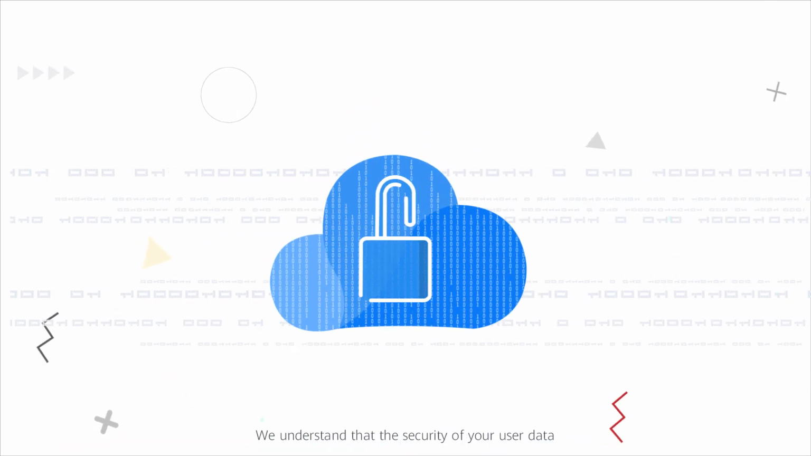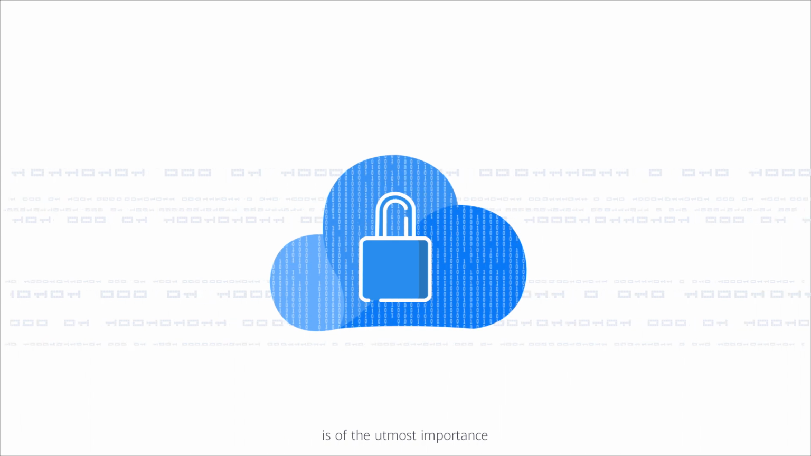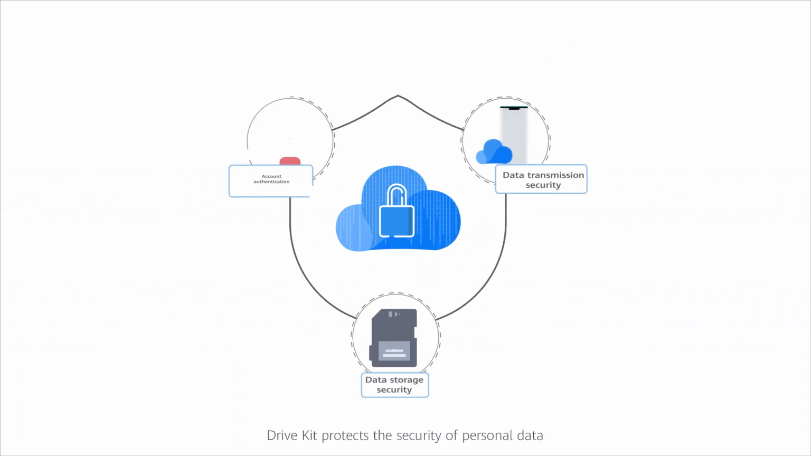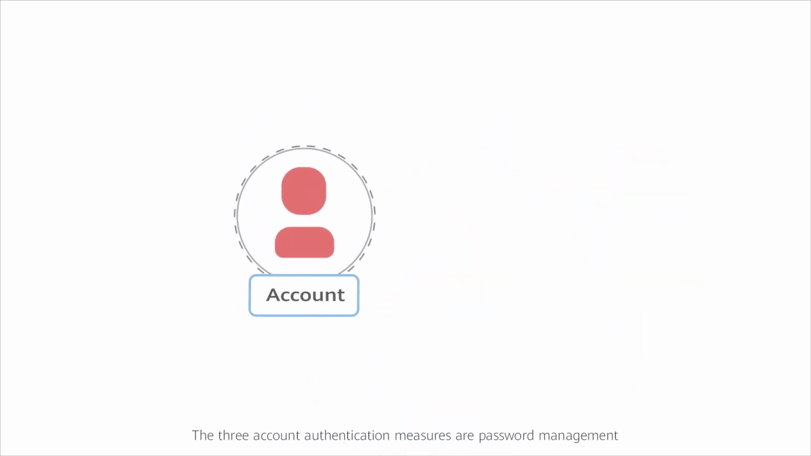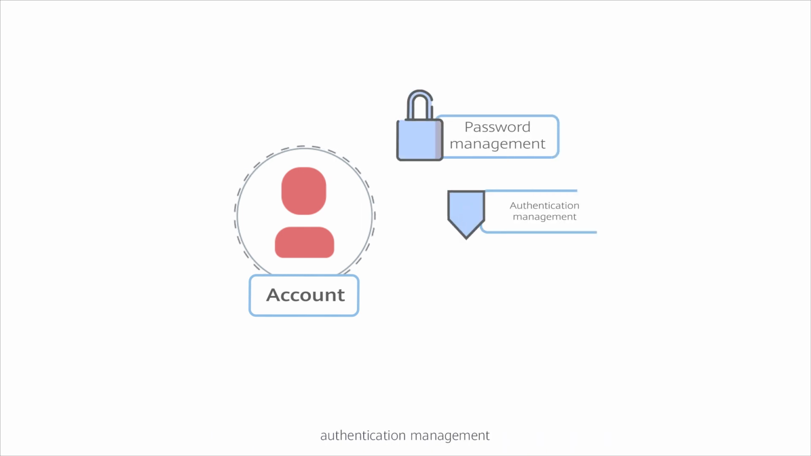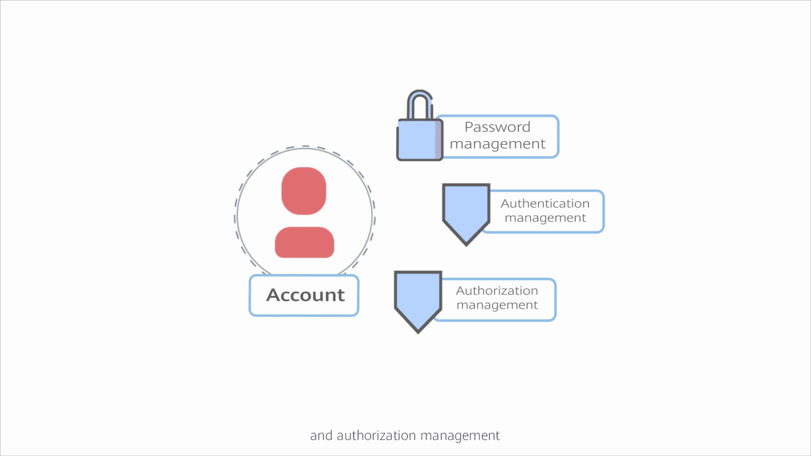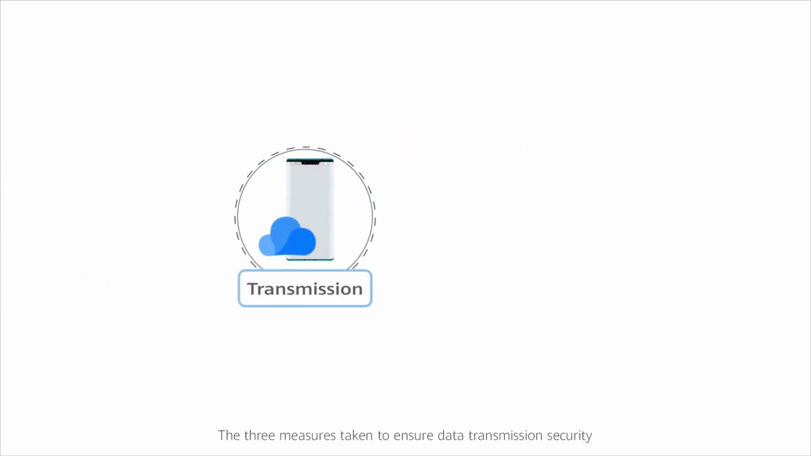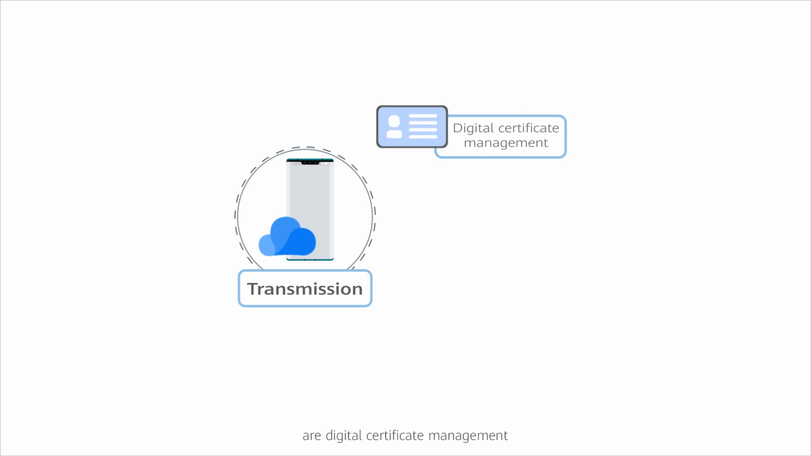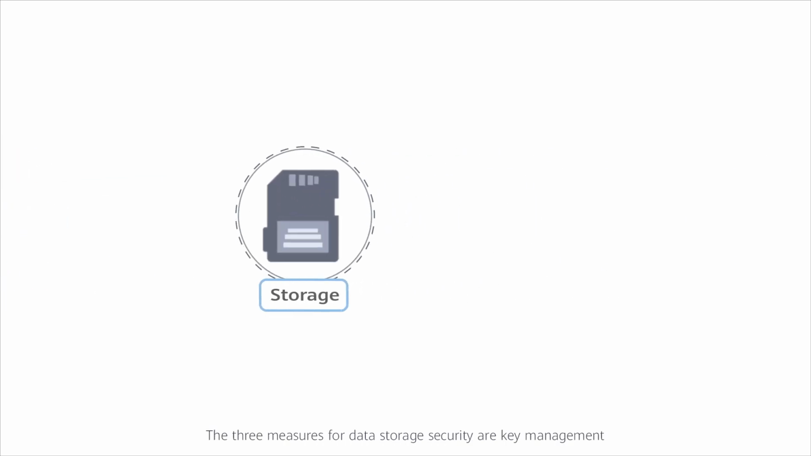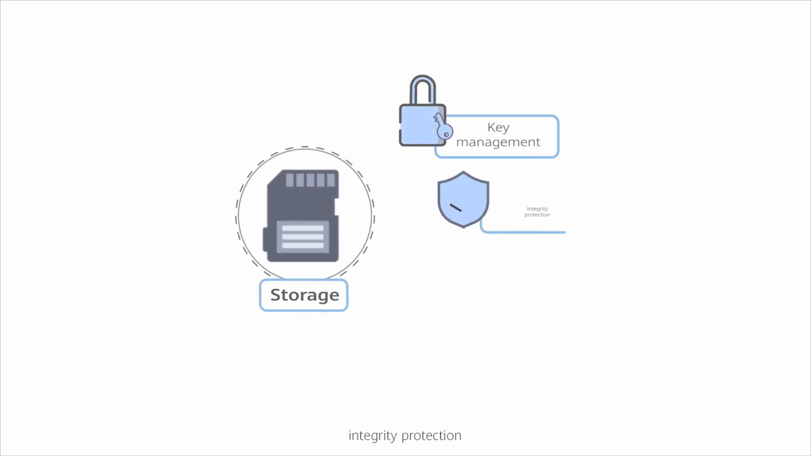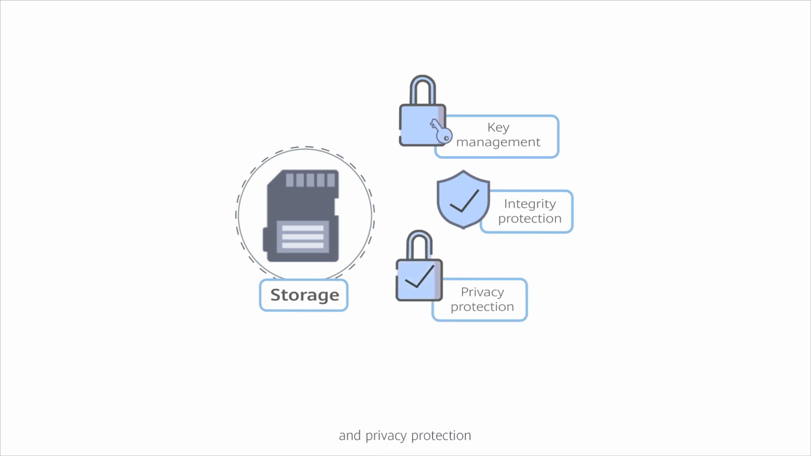We understand that the security of your user data is of the utmost importance. Drive Kit protects the security of personal data through 9 measures across 3 areas: account authentication, data transmission security, and data storage security. The 3 account authentication measures are password management, authentication management, and authorization management. The 3 measures taken to ensure data transmission security are digital certificate management, session management, and key algorithms. The 3 measures for data storage security are key management, integrity protection, and privacy protection.